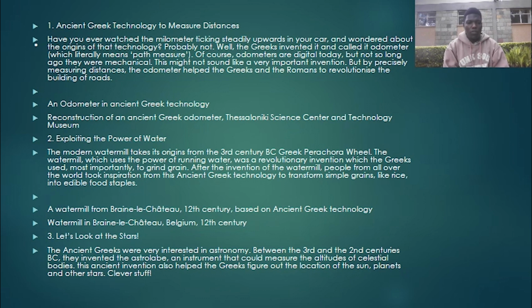So number one, we have the ancient Greek technology to measure distance. Have you ever watched the milometer ticking steadily upwards in your car or wondered about the origin of that technology? Well, the Greeks invented it and called it the odometer, which literally means path measure. Today, odometers are digital, but not so long ago they were mechanical. This might not sound like a very important innovation, but by precisely measuring distance, the odometer helped the Greeks and the Romans revolutionize the building of roads.